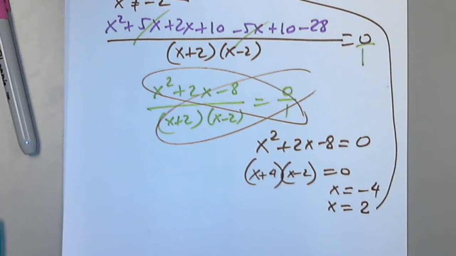What do we conclude? The only solution is x equals negative 4. Is this better? Good. My pleasure. Anything else?